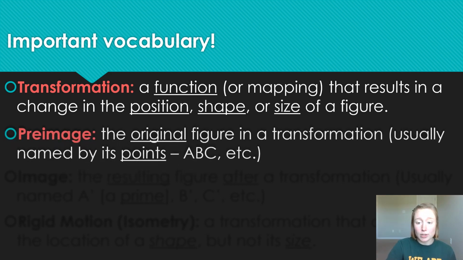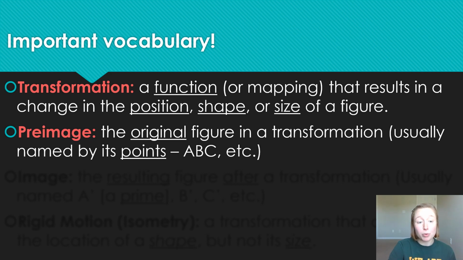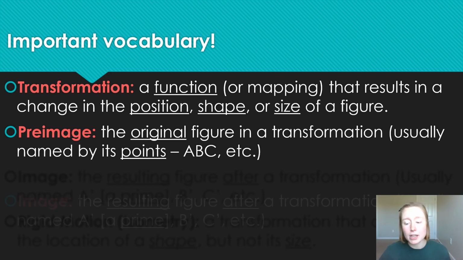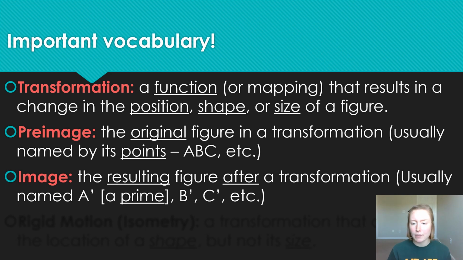So the next word that's important is the pre-image. And then also, I'm going to put up the image, which goes along with it. So pre-image and image are two words that we're going to use for almost every single shape that we talk about in this whole unit. So a pre-image, I usually define that as kind of like the starting point, right? So I'm taking a shape and I'm going to change it into something else. The pre-image is what we start with. So it's the original figure in a transformation, and we just call it by its points, A, B, and C. Okay, so if it's a triangle, it'd be triangle ABC, or a rectangle, ABCD.